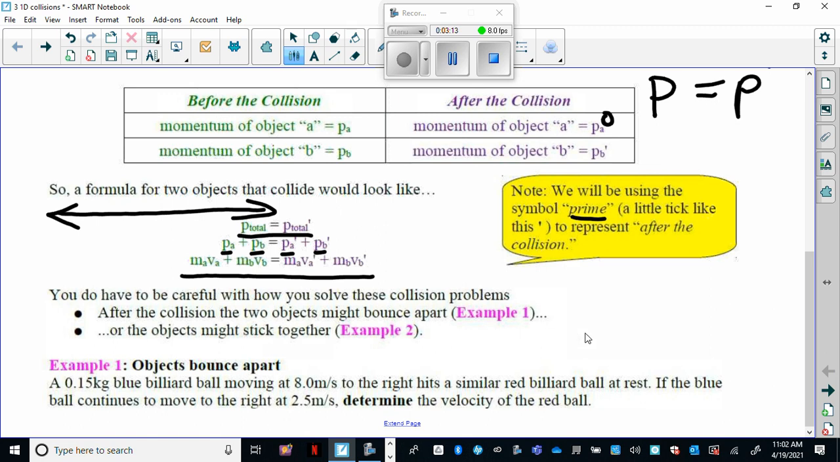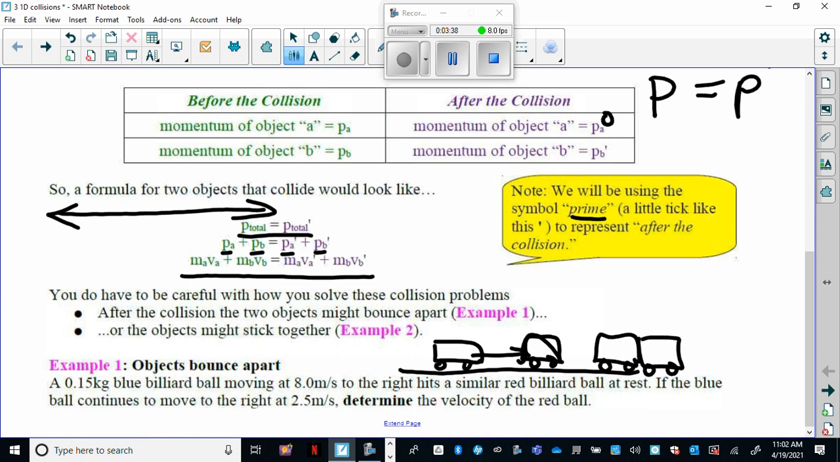We have two types of collisions here in one dimension. After the collision, the two objects might bounce apart, or they may stick together. For example, if a train goes along the train track, and this one here is stationary, and then this one hits this one, not a very good train, and then they couple together, and move off as one single unit.